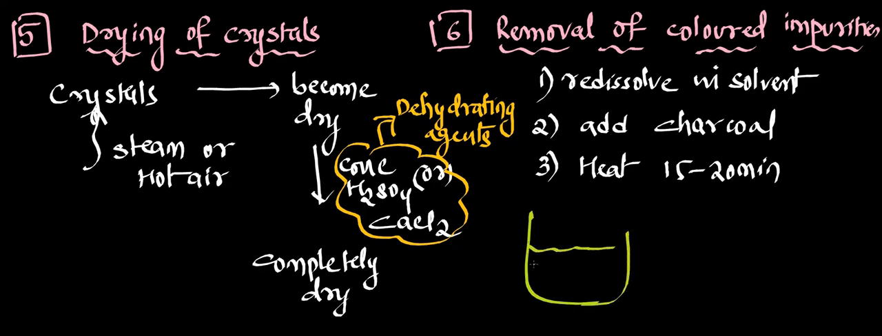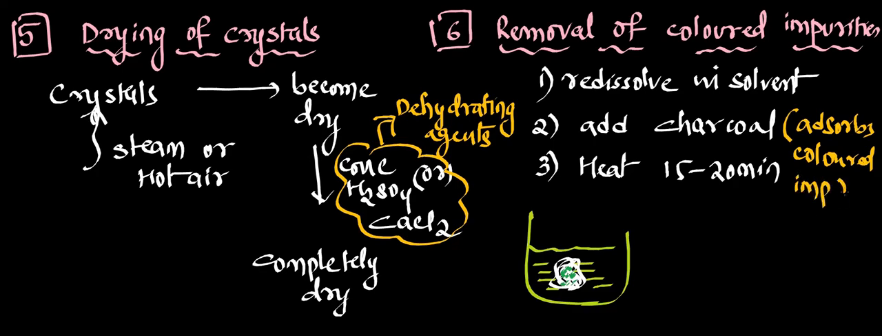Let me take this as a beaker with solvent. So these are the crystals. I'm assuming the color of the crystal is white, and it has some colored impurities. Let it be green color. Now when we use the charcoal, the charcoal adsorbs all these colors. What is the purpose of this? It adsorbs colored particles, and what we have later on is the pure crystal. All the colored impurities will be eliminated from the crystal.